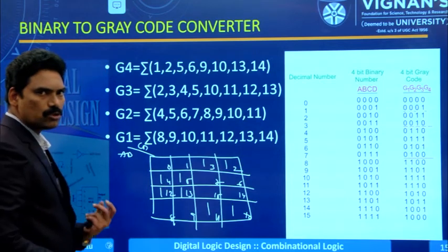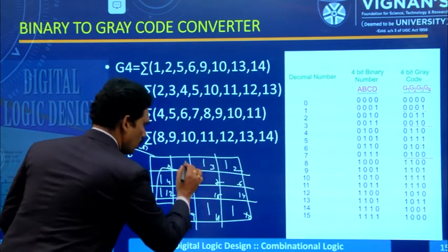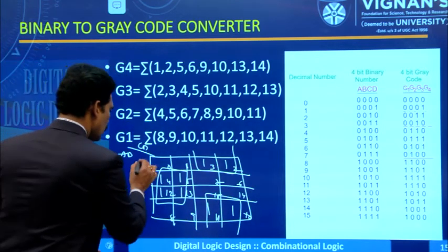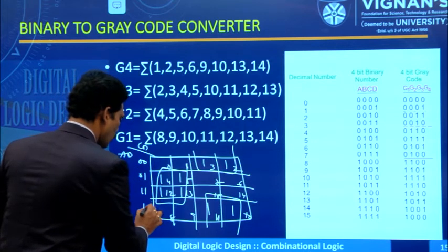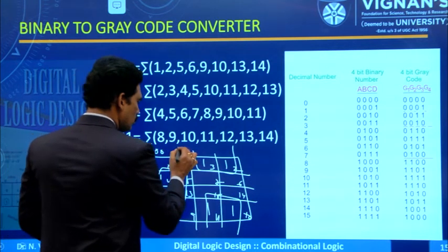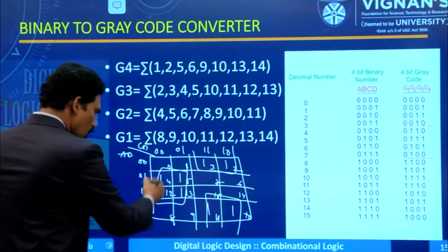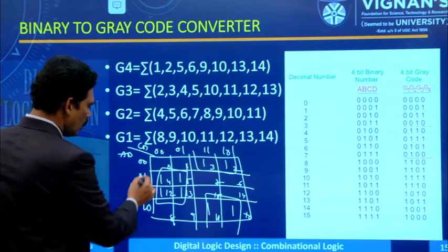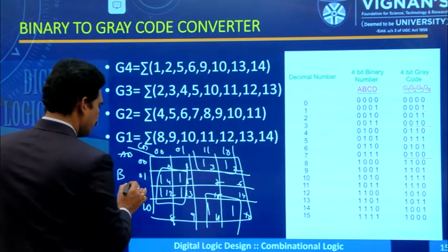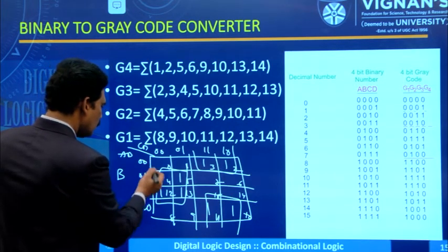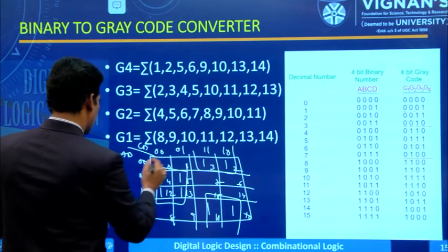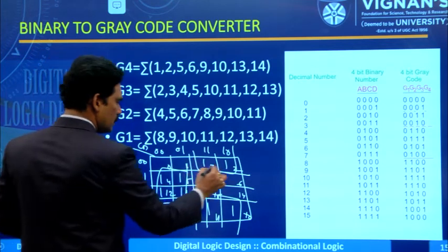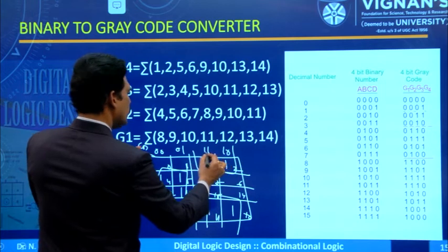So, how to do this one? How to do grouping? This grouping is possible and this grouping is possible. Now, how to draw the expression for this? So, this is 0, 0, 0, 1, 1, 1, 1, 0. Here, we have to write the entire combination. So, here B is common, and C bar is common. So, B C bar. Okay, this is the expression for this one.